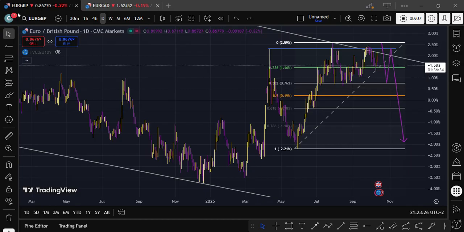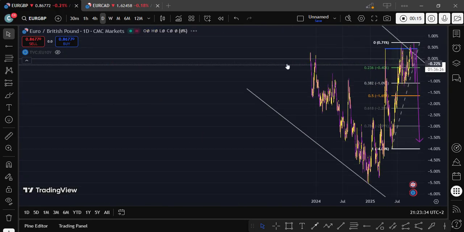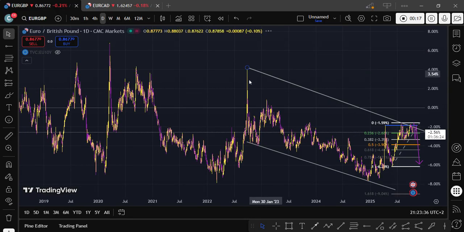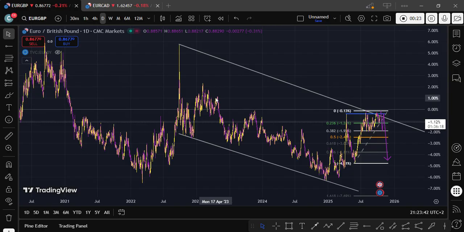At the moment, we have on our screen the Euro Pound. We're doing a price action projection. We're doing a catch up on some of the trades that we have. Remember what we trade in price action, which is known as Wyckoff schematics.